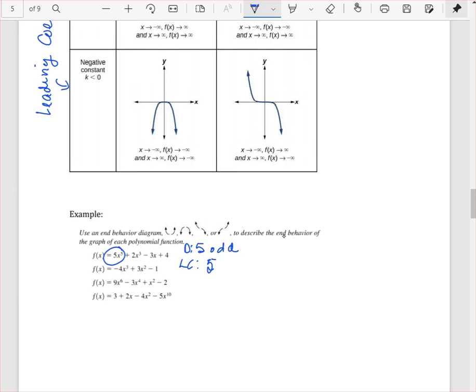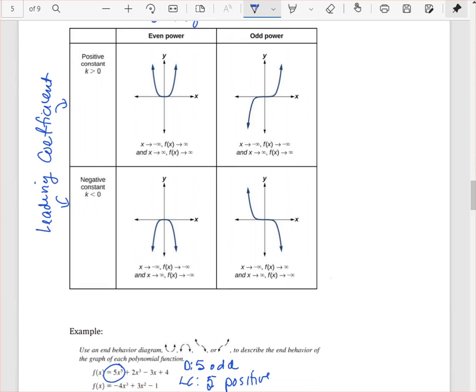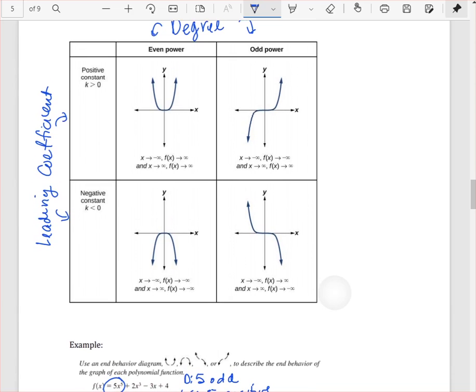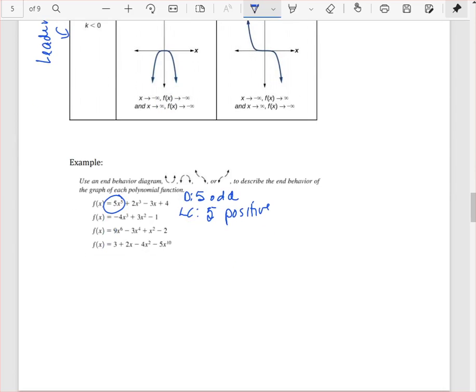so it's positive. So you are looking at odd and positive, so that would be this one. Now the way you're going to see it on the choices would be something like this. We'll label this A, B, C, and D.